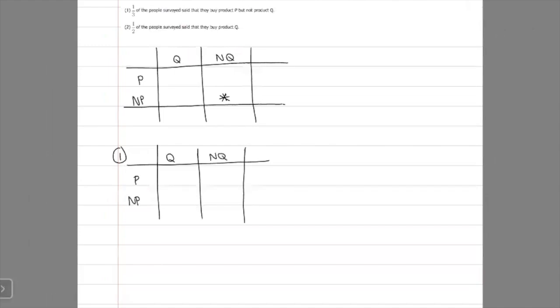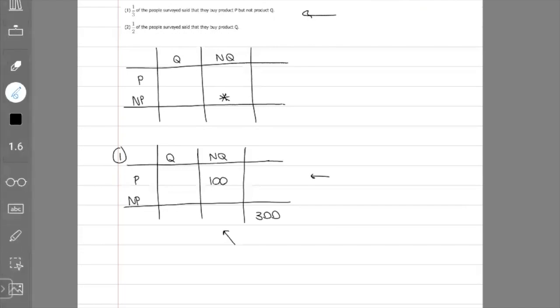So if we use 300 as the total of everything, we know that 1/3 of the total said they bought product P but not Q, so that's 100 people. And that would be P not Q, so that's going to be over here. That really doesn't tell us anything else. So we know that this sum here is at least 100, and this sum is at least 100, but it's not very useful.